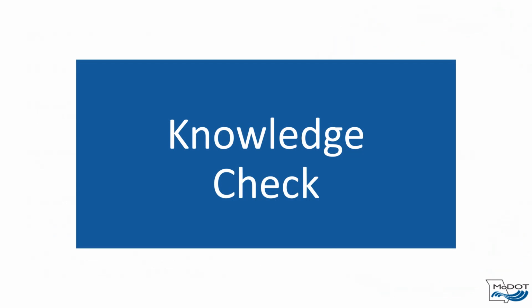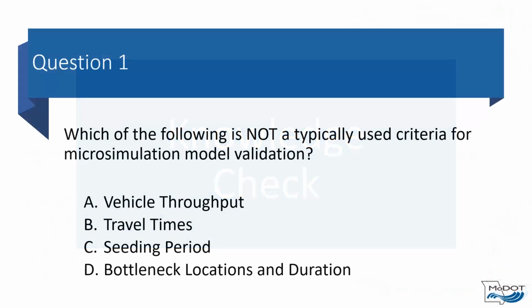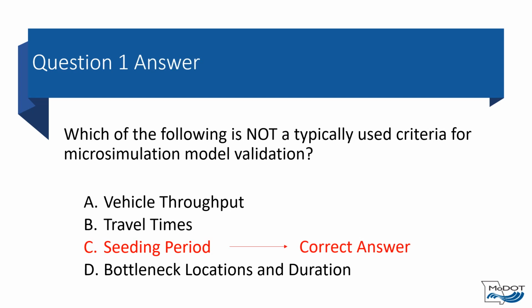Time to see what you know. Question 1. Which of the following is not a typically used criteria for micro-simulation model validation? Is it A, vehicle throughput, B, travel times, C, seeding period, or D, bottleneck locations and duration? The correct answer is C, seeding period.